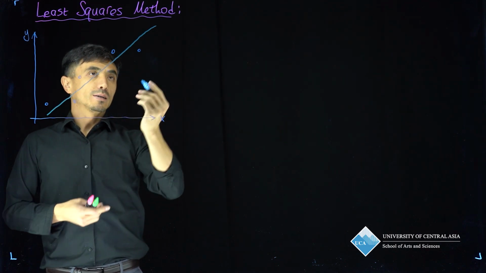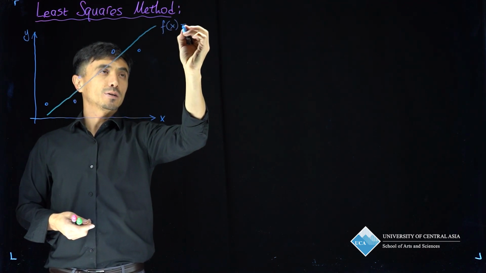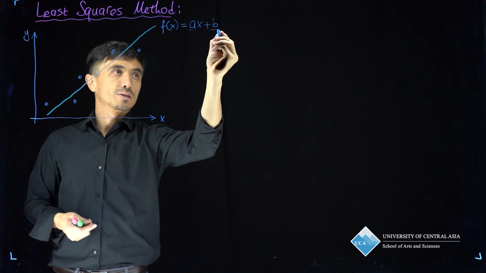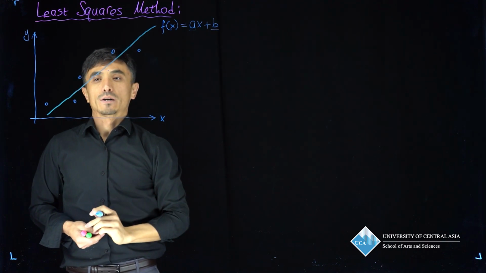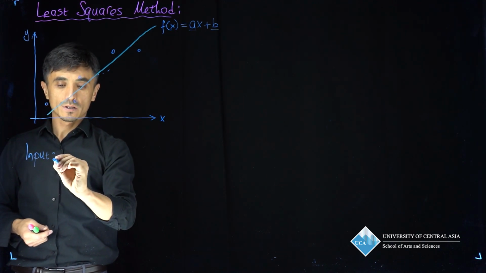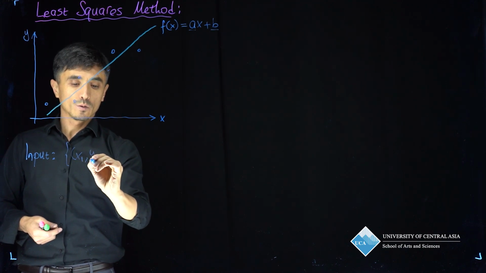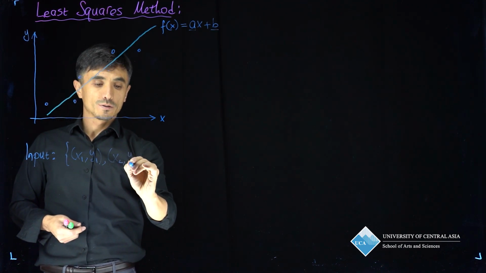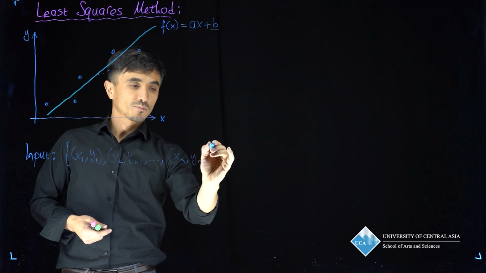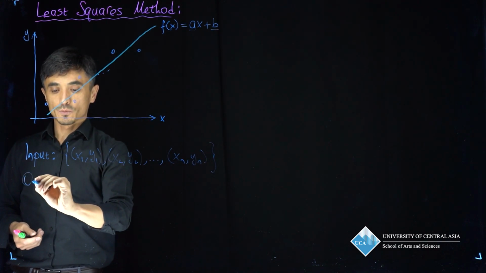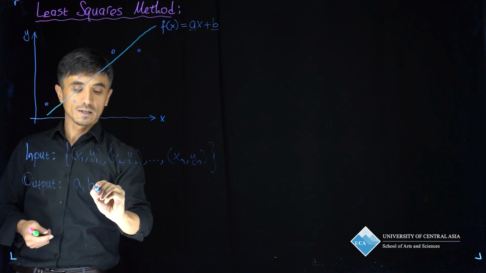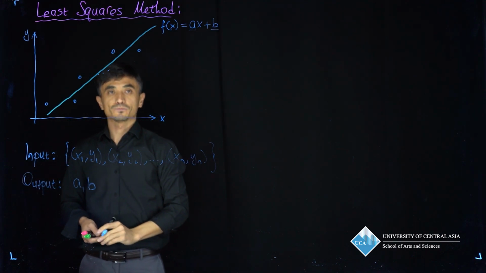So the main idea is to find this function, a linear function, ax plus b, where a is the slope of this function and b is the y-intercept. So here a and b are unknowns. And we are given as input a set of n points, x1, y1, x2, y2, and xn, yn. And the output should be a and b. We should find a and b of this linear function.